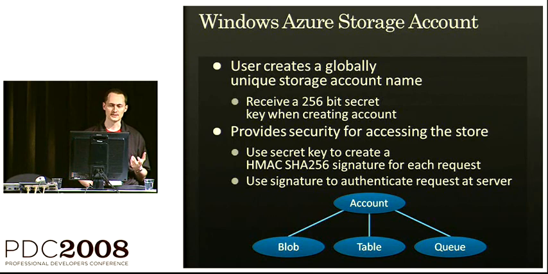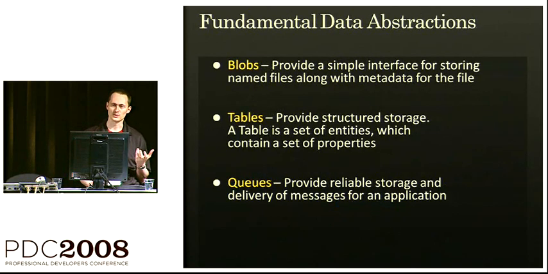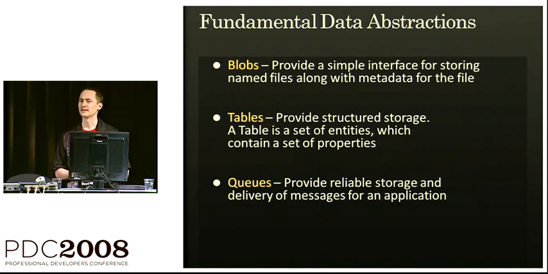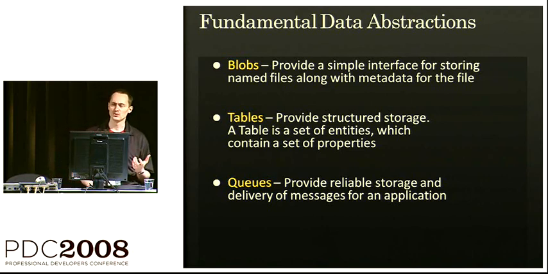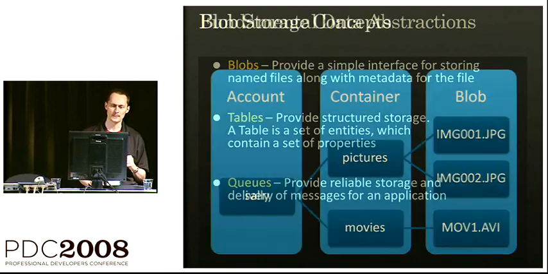So what are these three concepts that we're providing via Windows Azure Storage? Well, for blobs, we provide a simple interface for storing named files along with metadata for a file. For tables, we provide access to structured storage, where a table is a set of entities, and an entity is a set of properties, and you can query over these entities and properties. And for queues, we provide reliable delivery of messages and storage of messages for applications. So I'm going to go through each of these three in detail in this session.